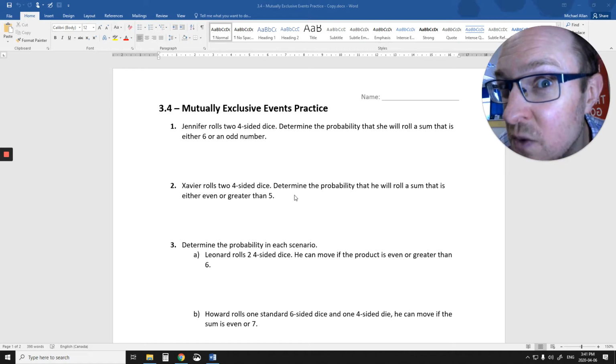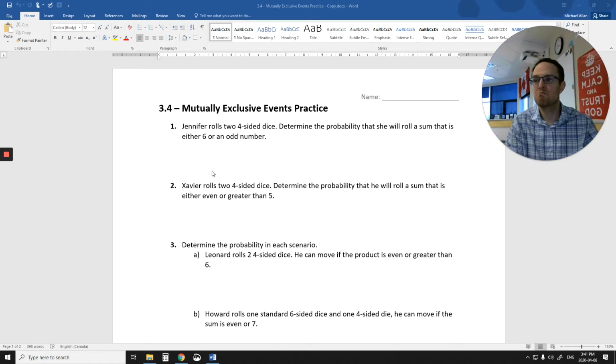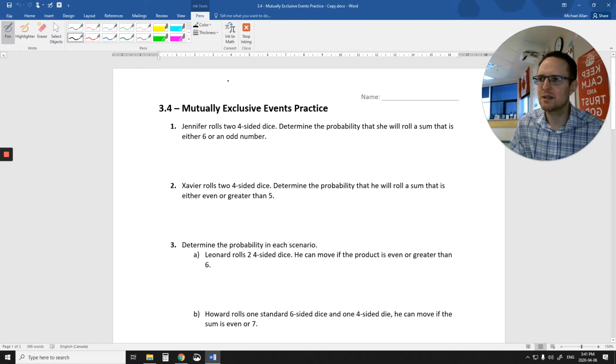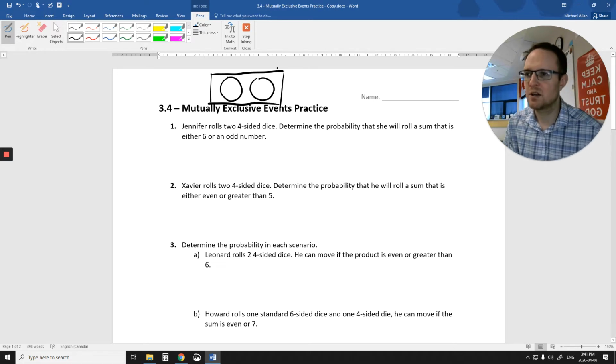Hey, Math 30-2, we're going to do the next video here, mutually exclusive events. So remember what a mutually exclusive event was? It was just, they have nothing in common. So if you were to draw a Venn diagram or something, they would have nothing in common between the two. So they are mutually exclusive. So these two events have nothing to do with each other.